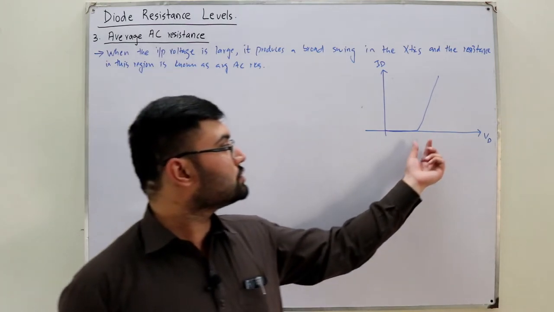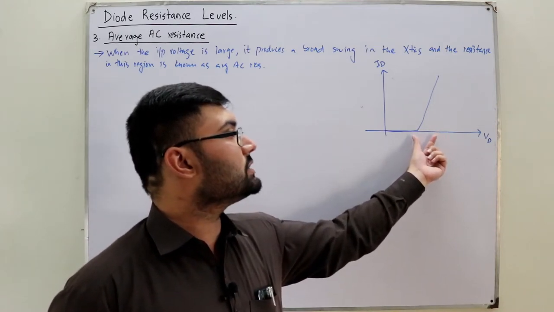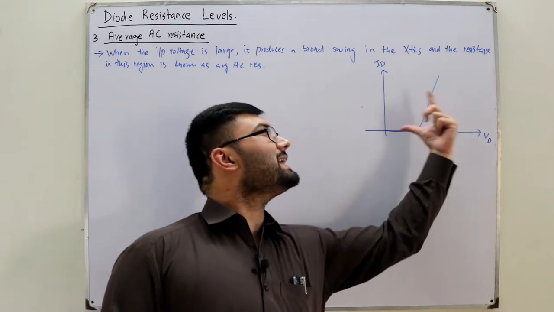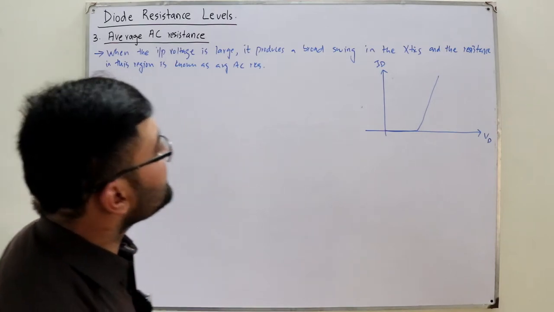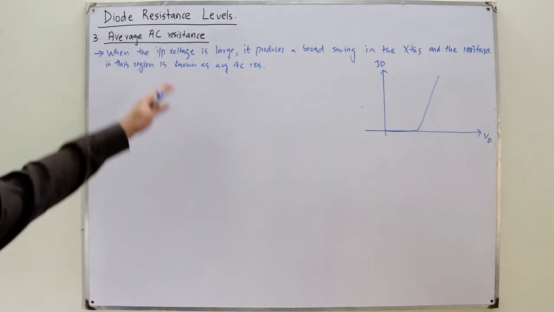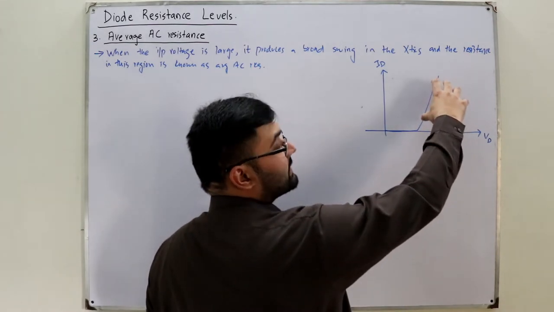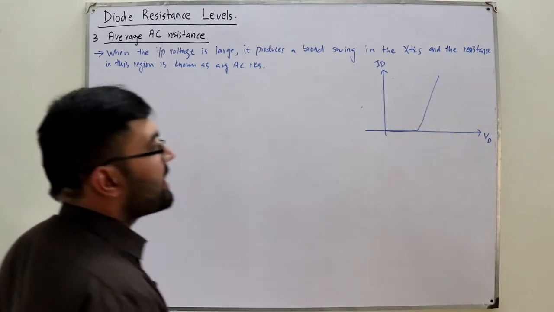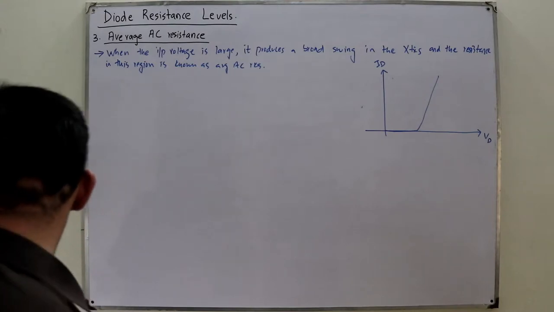So have a look. If we consider these two points, for a very small change in the voltage, as this is now a higher voltage relatively, we have a very high change of value of current. This is called the broad swing, and the resistance that we will see in this particular range is called the average AC resistance. Fine? Yes.